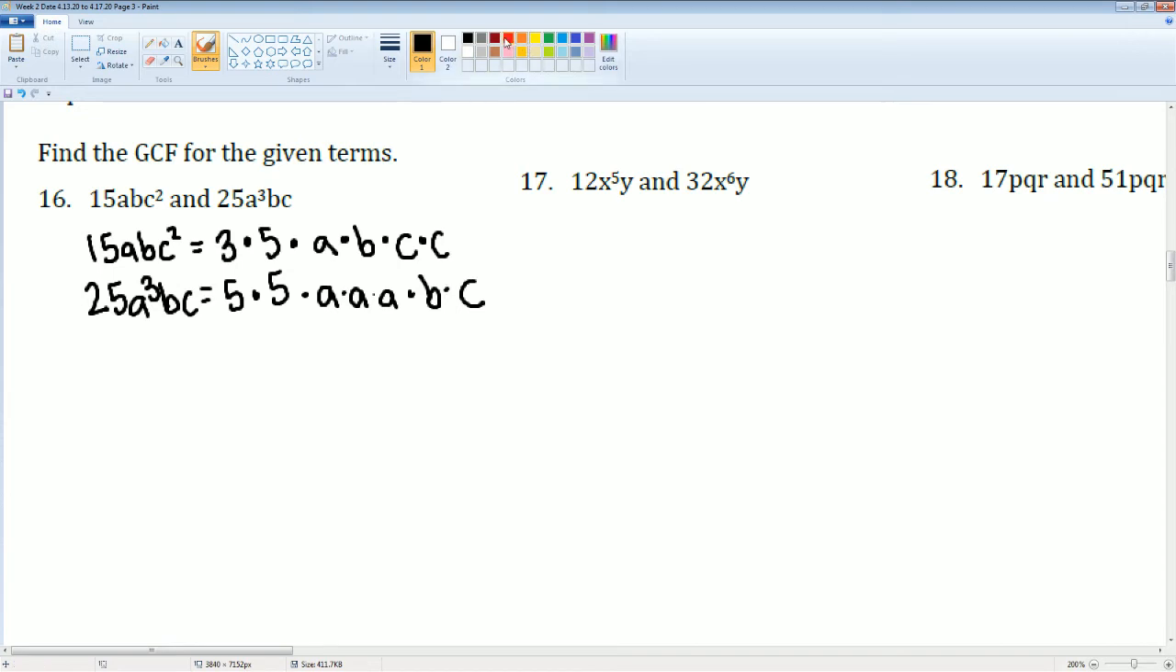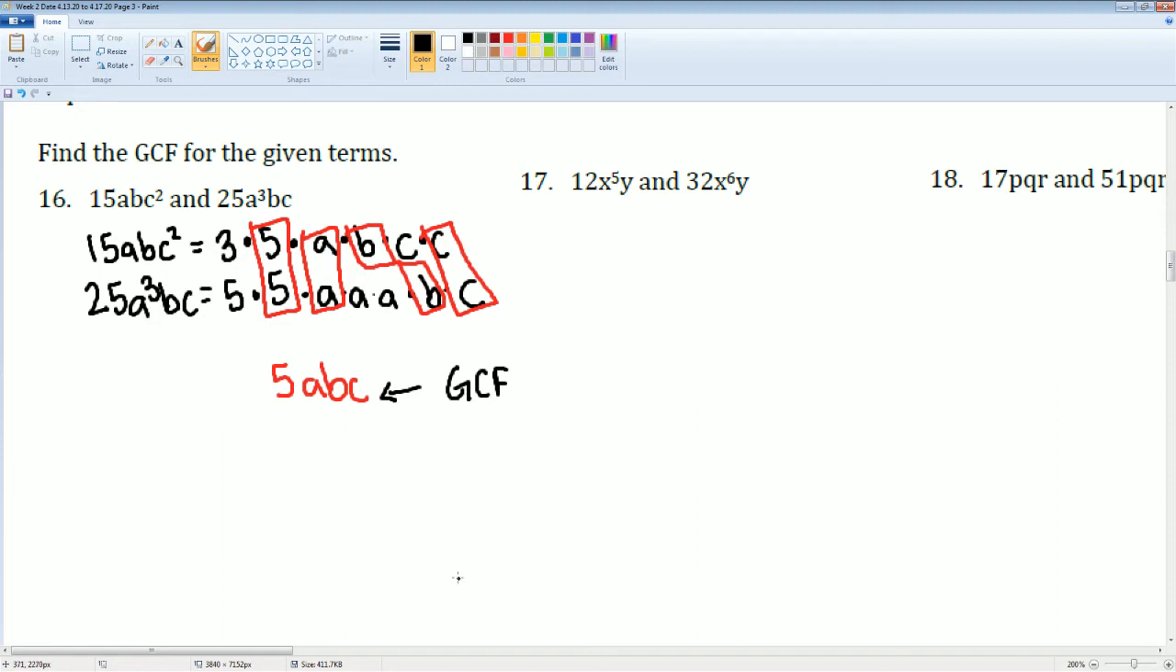Okay, so what numbers do they have this in common? Well, it seems like they have the 5 in common. So 5. Then they have an A in common. I'm just going to make that in red, okay? So that's A. Then they have a B in common right here, so that's B. They have one of the C's in common. C. There you go. So this here would be called the GCF. And you're done. Okay? You're basically done.